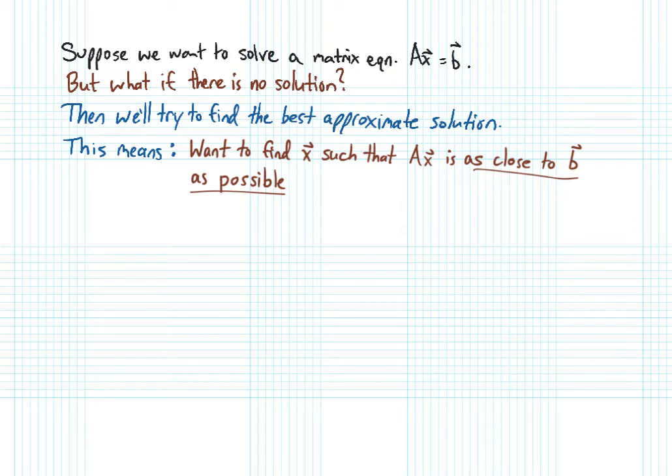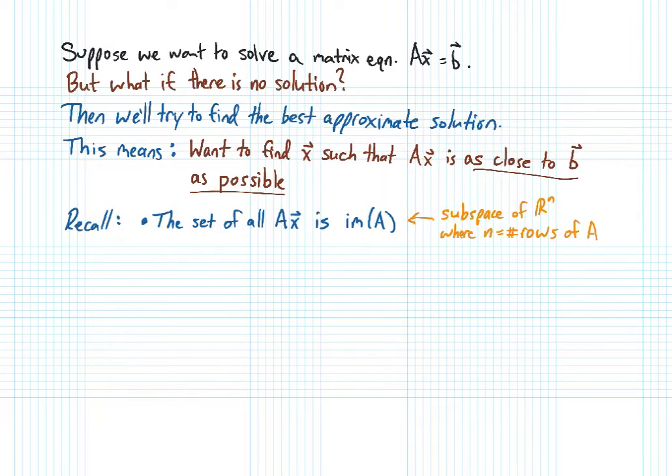And it's going to turn out that there is a very straightforward way to do it, but it's going to take us a little bit of work to get there. So let's think a little more carefully about what's going on in this situation. First of all, let's remember that the set of all vectors of the form A times x is the definition of the image of A. And as we know, the image of A is a subspace of Rn, where n is the number of rows of A. And then we know that if AX equals B doesn't have any solutions, then that means that B isn't in the image of A.